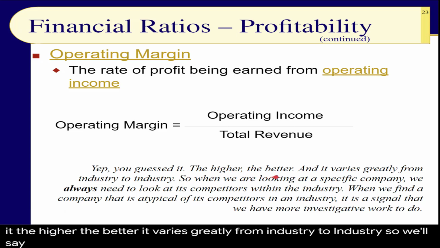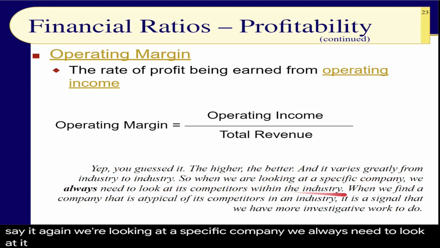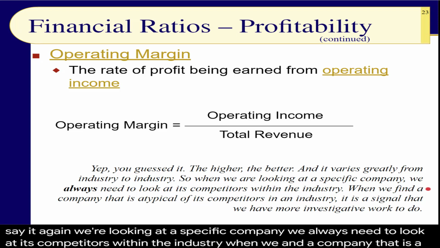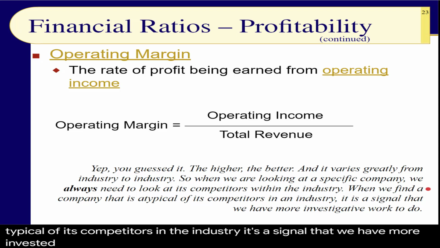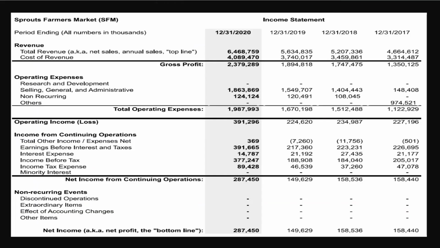So we'll say it again: when we're looking at a specific company, we always need to look at its competitors within the industry. When we find a company that is atypical of its competitors in the industry, it's a signal that we have more investigative work to do. So we look for the operating income. We find that that goes one step further.